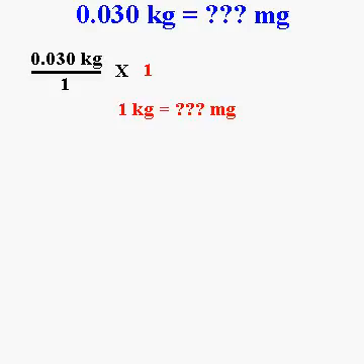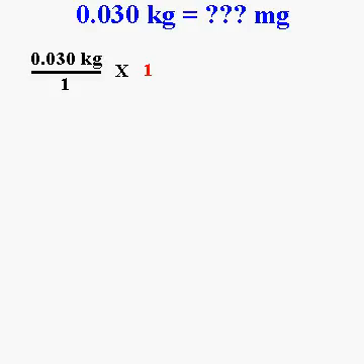But that's where we run into trouble in this problem, because we don't know a relationship between kilograms and milligrams. So that strategy is not going to work in this case. What do we do then? Well, we work with two relationships here.